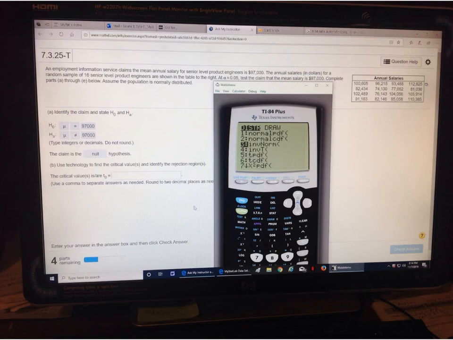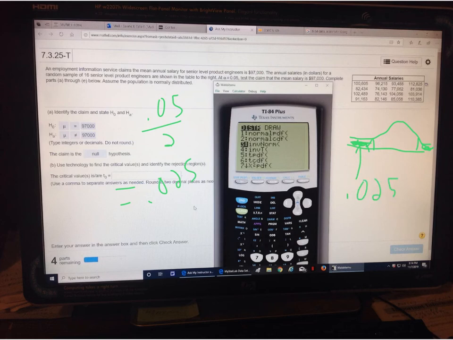So I'll draw a picture here. So we have our normal curve, and it's a two-tailed test, and the sum of these two areas is 0.05, and so if you take half of 0.05, that's 0.025, and so the area here would be 0.025, and that would be the same here, the area would be 0.025, okay?